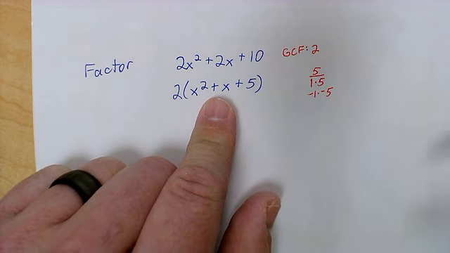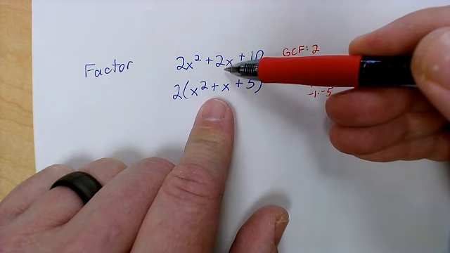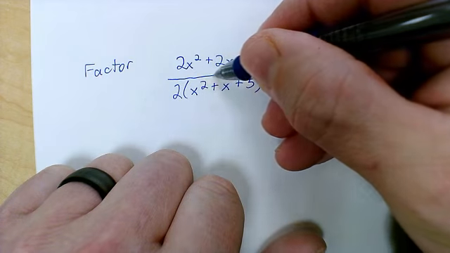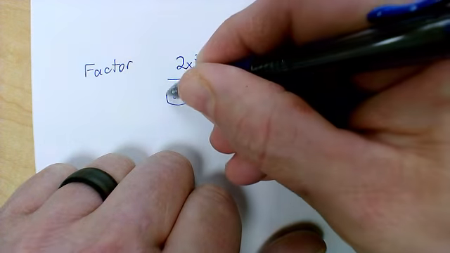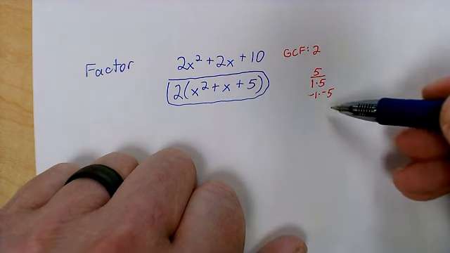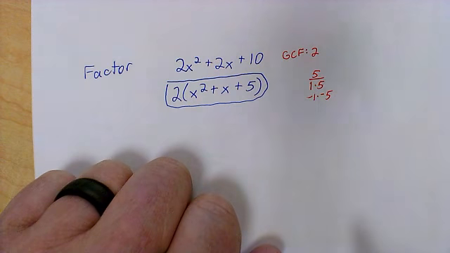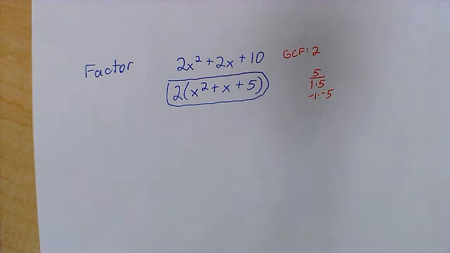Now this is not prime because I was able to factor it with the greatest common factor. So it was factorable, just this is my end point. This is the end result, even though it couldn't factor further. This is considered factored completely, so just be mindful of when to use what answer.